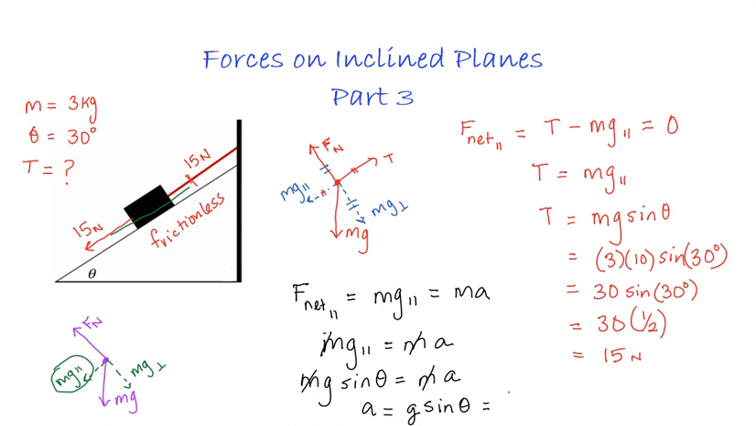And that's pretty cool, because you could use this to find out what the acceleration of something would be as long as it didn't have friction. So that's going to be 10 times the sine of 30 degrees, which is equal to 5 meters per second squared. So I hope that one helps.